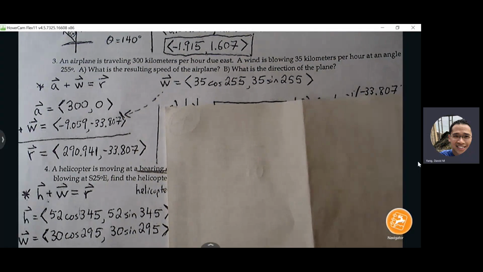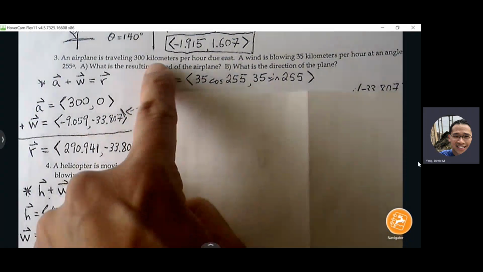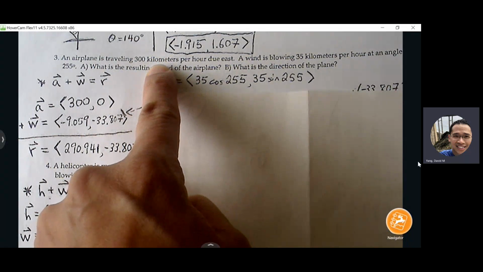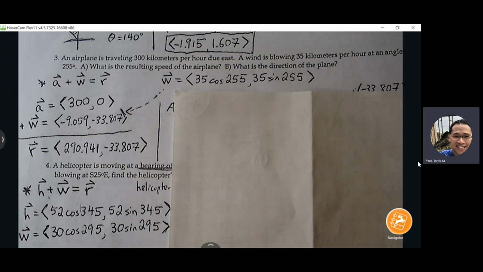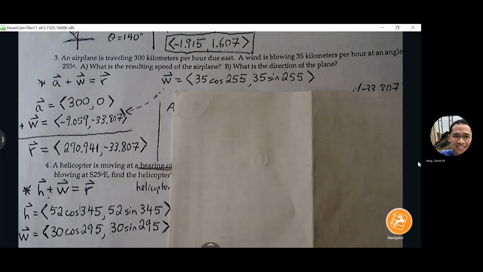All right, so number three, the airplane is traveling 300 kilometers due east. So that means I'm going 300 units to the right. I'm not moving north or south. The wind is blowing 35 kilometers per hour at an angle of 255 degrees. So I'm just going to use my magnitude cosine theta, magnitude sine theta. So I'm just going to add the components. Vector A plus vector W equals vector R.